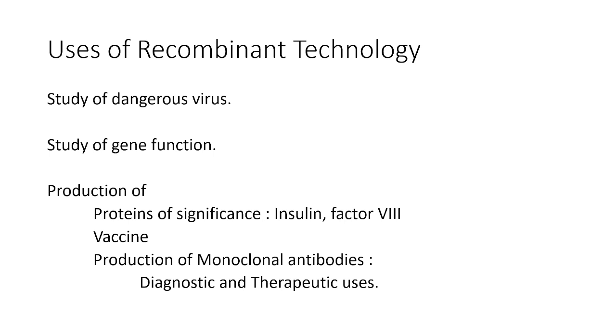Use of recombinant technology. Recombinant technology is used for studying dangerous viruses like HIV. When a lot of research was being done on that, handling the virus was going to be a problem, so we used recombinant DNA technology. Studying the gene function, producing proteins in large amounts like insulin, factor VIII, production of vaccines, production of monoclonal antibodies both for diagnostic and therapeutic use.